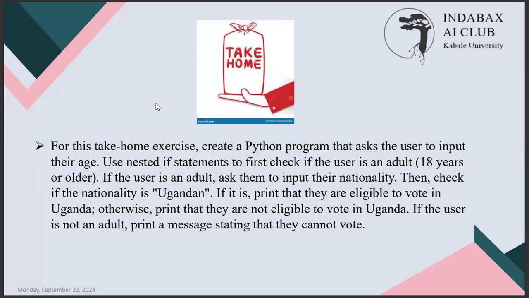Okay, this is the take home for today. You will create a Python program that asks the user to input their age. Then use nested if statements to first check if the user is an adult. If the user is an adult, ask them to input their nationality. Then check if the nationality is Ugandan. If it is, print that they are eligible to vote in Uganda. Otherwise, print that they are not eligible to vote in Uganda. If the user is not an adult, print a message stating that they cannot vote. So for this part, you will use the nested if to work this out.